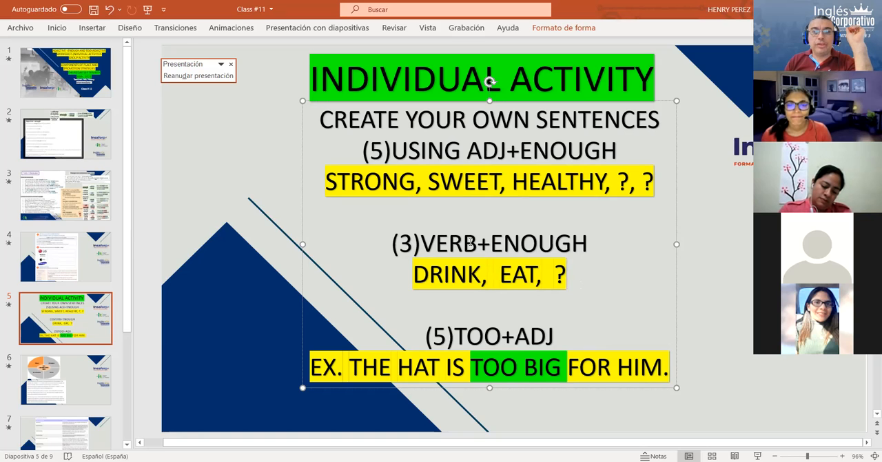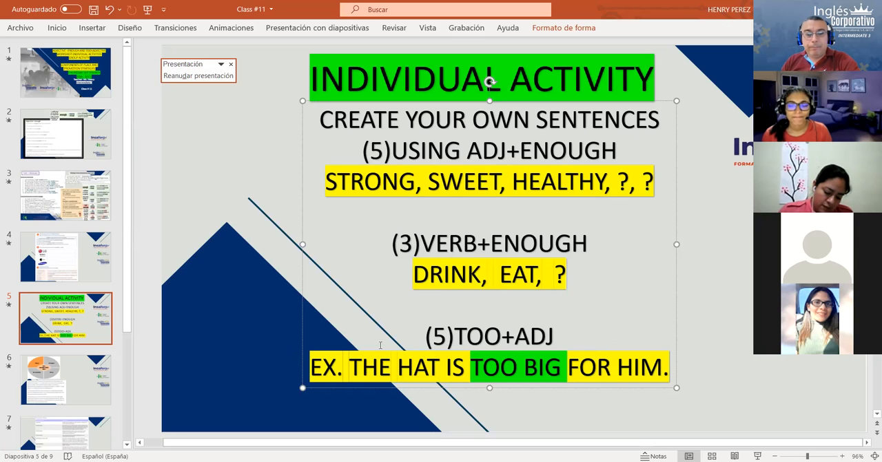And when we use a verb with enough, we just put it before enough, right? For example, if I tell you, Diana, you have to drink enough water, right? Drink enough water. You have to drink enough liquids. You have to eat enough food to survive. These are just three examples. This is just challenging, all right?